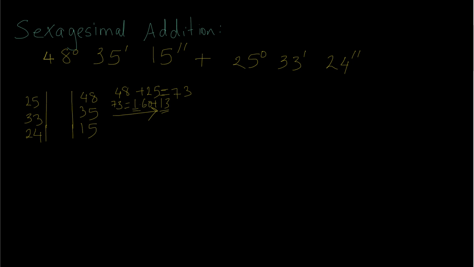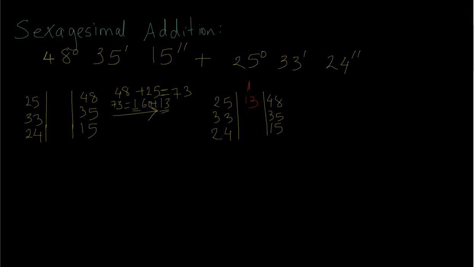So let me write it over here. 25, 33, 24, and then a column in the middle, 48, 35, and 15. The answer will be obtained in the middle, as we said. If the result of this addition was a single digit in sexagesimal, we would simply put that single digit in that position, which would have the same order as 48 and 25. Since we need 2 digits to represent the result, we put the lower digit in this position, which is 13, but for the other digit we need to go 1 unit up.